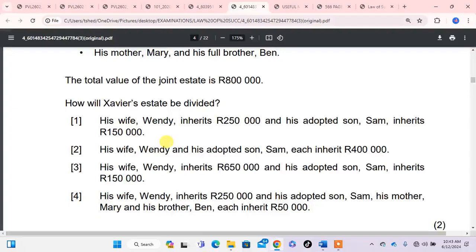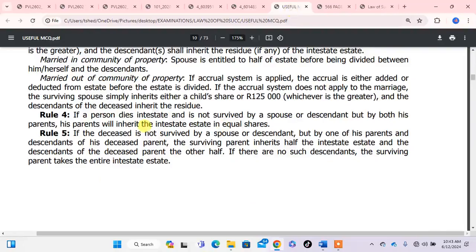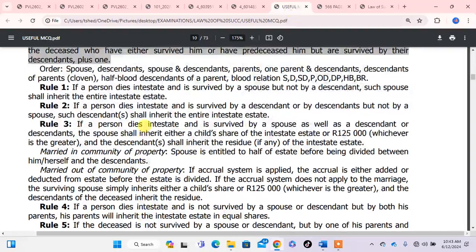It is very clear that we go to what the rule says. So we are going to work with rule 3. Rule number 3 makes it clear that when you are married in community of property, the spouse is entitled to half of the joint estate before the remainder is divided between her and the descendants.